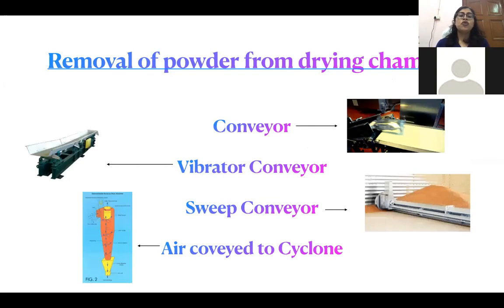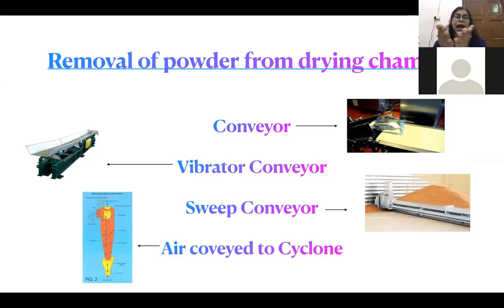Then comes removal of powder from the drying chamber. Sorry. So how is the powder removed? We use conveyor belts to remove the powder. Either it is a simple conveyor belt as shown in the picture, or it's a vibrating conveyor belt. The conveyor belt vibrates on a surface. So what happens? All the dust collects at a single place, okay?